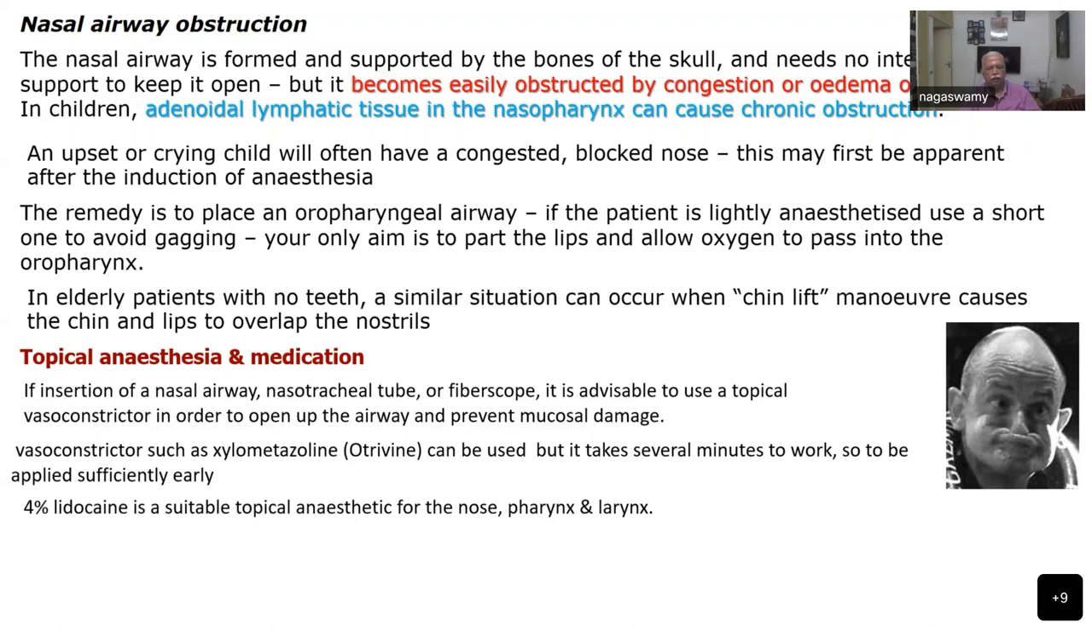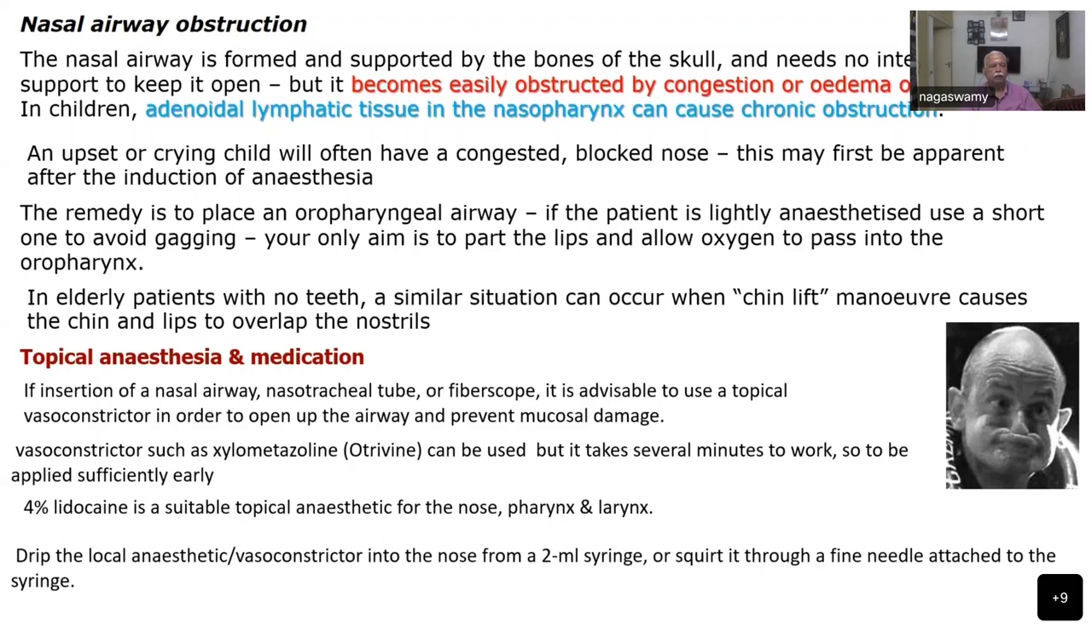Why 4% lignocaine? Generally, all the books and all the teaching say you have to use 4% lignocaine. Why not use 2% or 1%? Can anyone answer that? Nowadays we even have a 10% spray. So we are always using a higher concentration of lignocaine and not a lower concentration. If you're not answering, please find out and tell me next class. I'm fed up of answering every question myself.